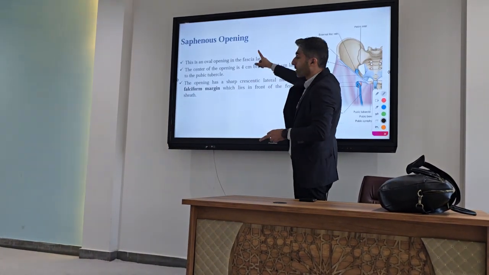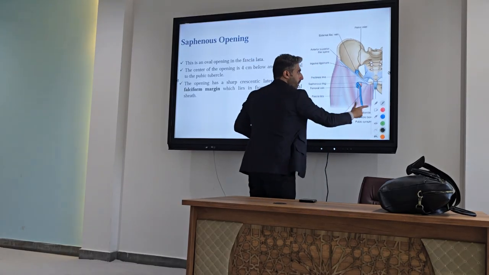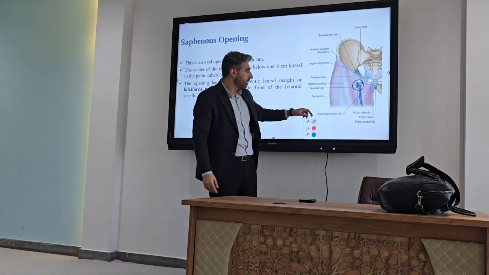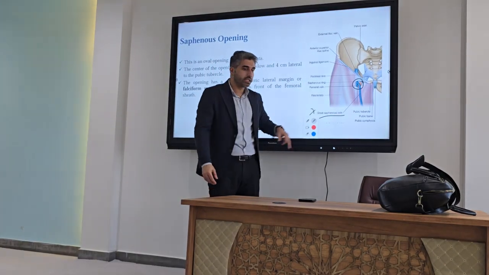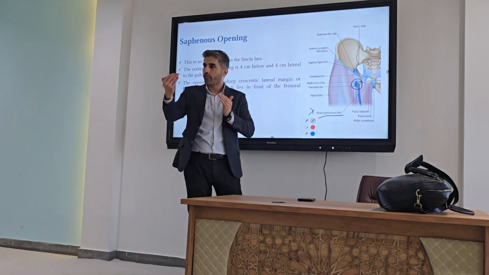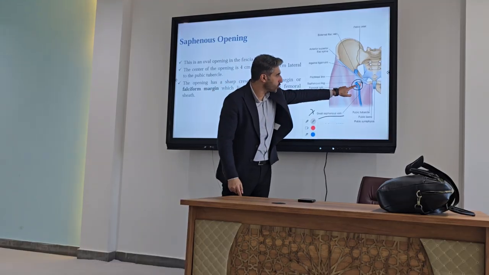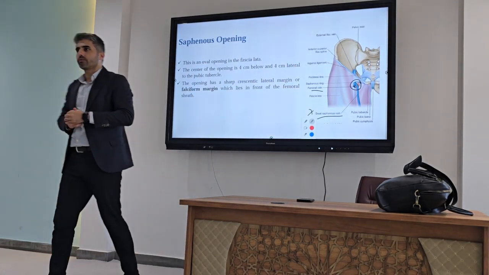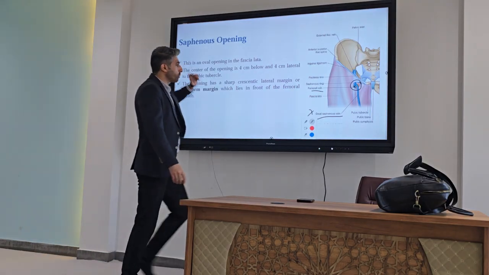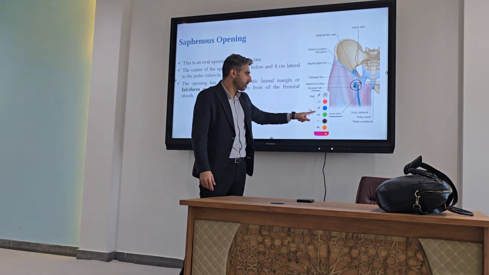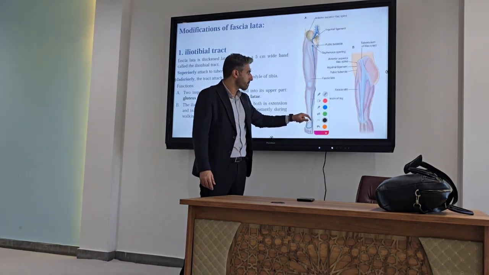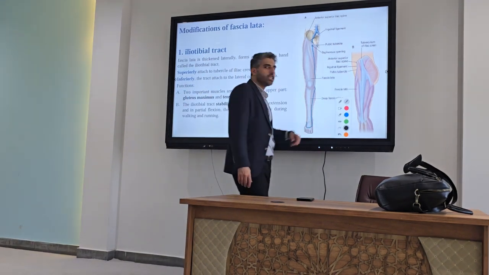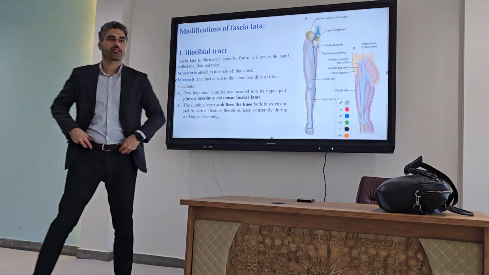Another point about the saphenous opening, this one. This opening in the fascia lata is the saphenous opening. And the great saphenous vein, this superficial vein, finally goes deep and attaches to the deep vein, the femoral vein. Attach to the deep vein here, the femoral vein. Okay, saphenous opening. Another structure in the fascia lata is the iliotibial tract.